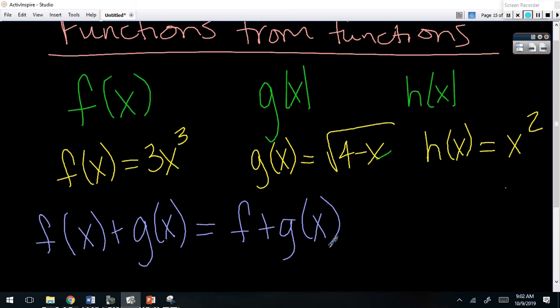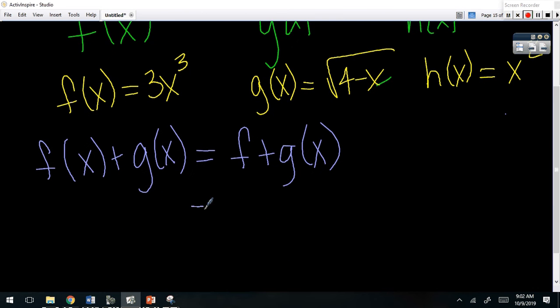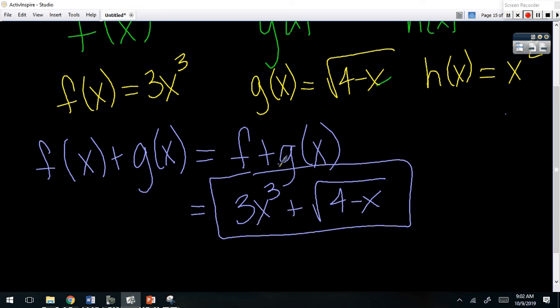Now, what is f of x? 3x cubed. What is g of x? The square root of 4 minus x. Can you combine those two? No, there's no like terms there. There's no anything of the sort, so you literally just write it. This is f plus g of x. Okay, you do remember doing this? You've probably done this in Algebra 2.